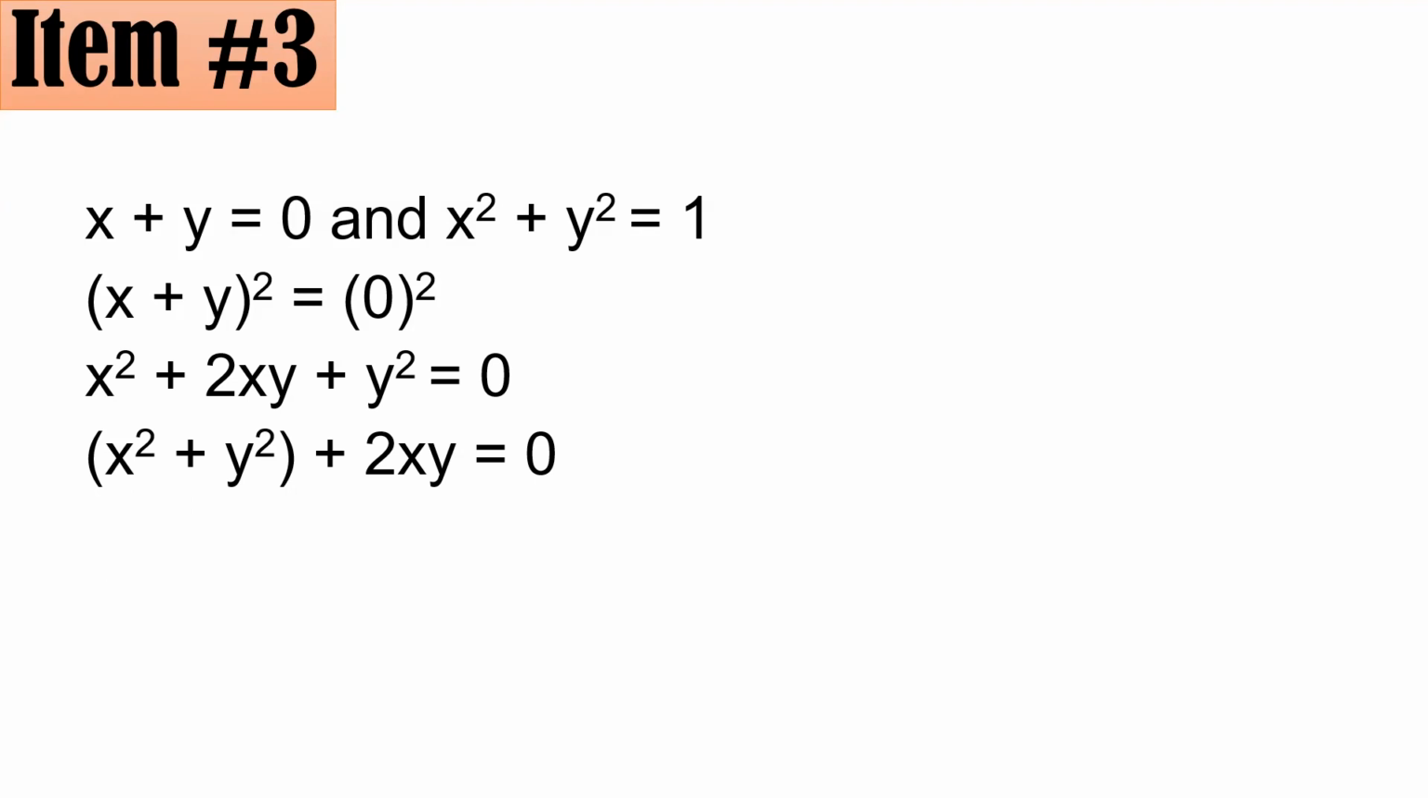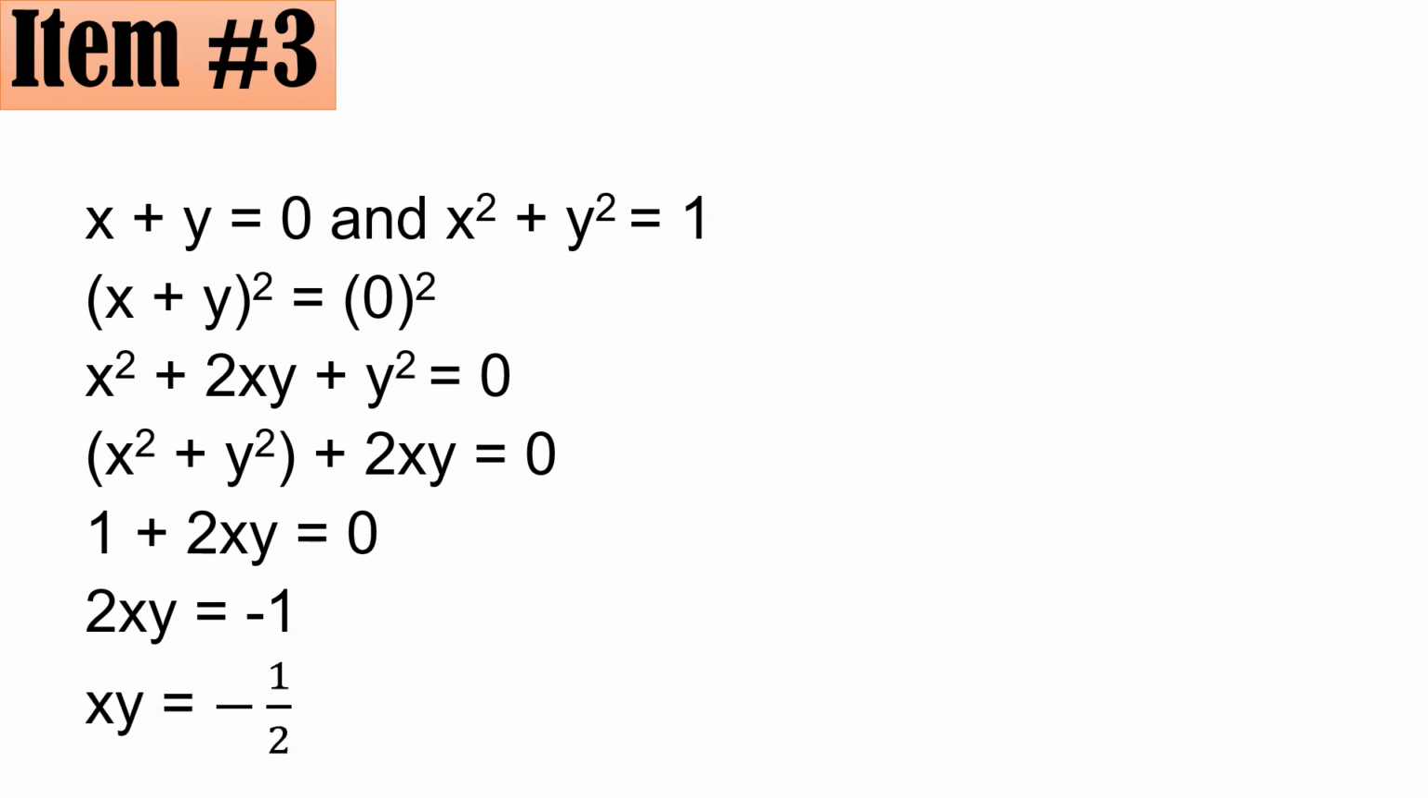X squared plus y squared is 1. Tama. Di ba? 1 siya. Nandito po, that's why by substitution, I will replace x squared plus y squared by 1, and it becomes 1 plus 2xy equals 0. Subtracting both sides by 1, so yung positive 1 na to, nalipat sa right, naging negative 1. So 2xy equals negative 1. Dividing both sides by 2 para ma-isolate lang yung may mga variables gives us xy equals negative 1/2.